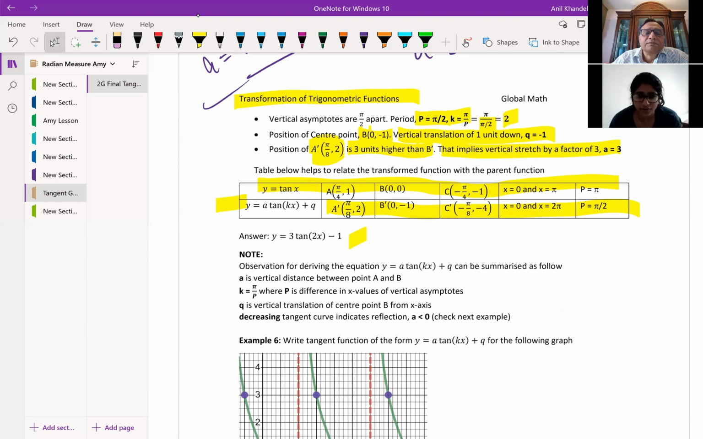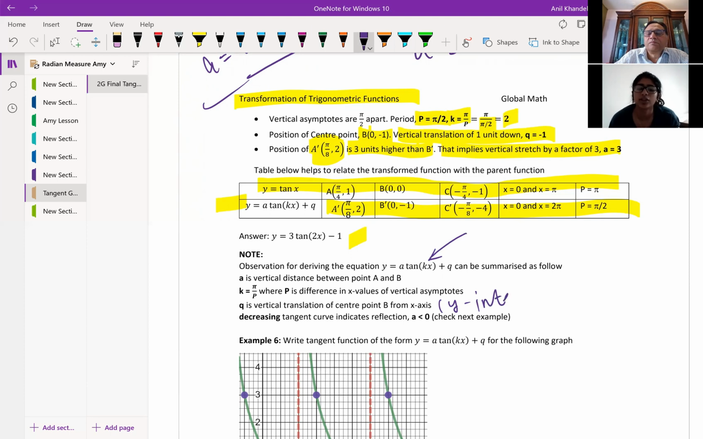The observation for deriving the equation y equals a tan kx plus q can be summarized as follows. A is the vertical distance between point A and B. K is pi over p, where p is the difference in x values of the vertical asymptotes. Q is the vertical translation of center point B from the x-axis. And a decreasing tangent curve indicates a reflection, where A is less than 0. Correct. Now, in this case, you should also see there's no horizontal translation, so I could say this is the y-intercept.